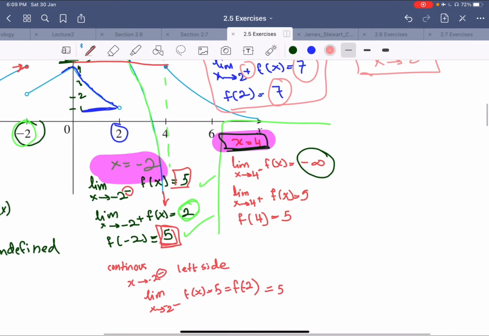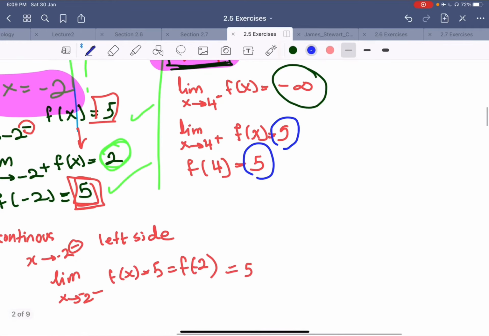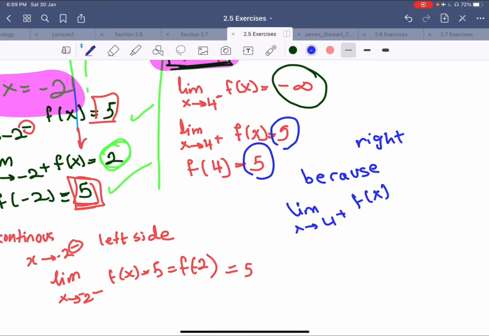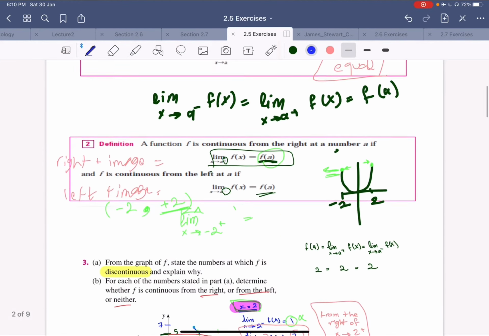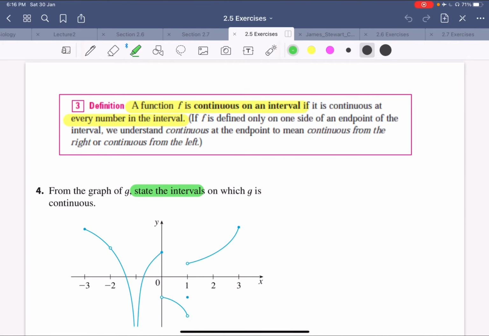Coming to x equals 4, we notice from the right and the image are equal to each other. So we say from the right also, because the limit as x approaches 4 from the right for f of x equals the image of 4, which equals 5. So this is for the first two definitions in section 2.5 on continuity. So to continue with definition 3.